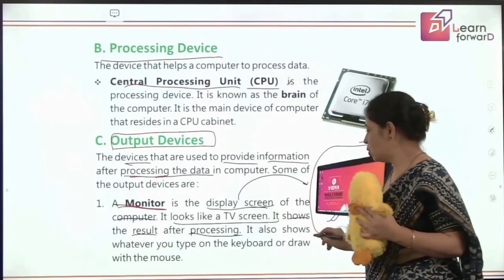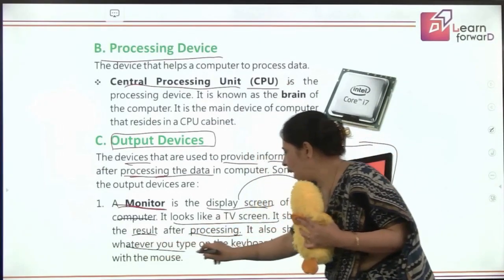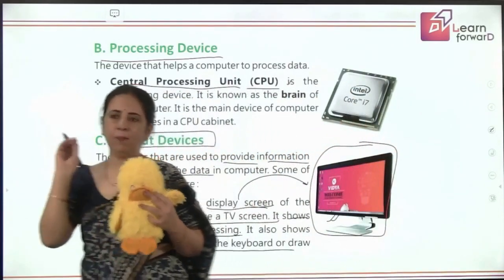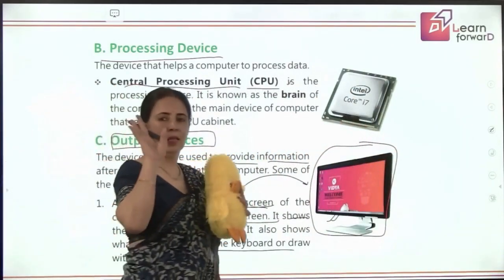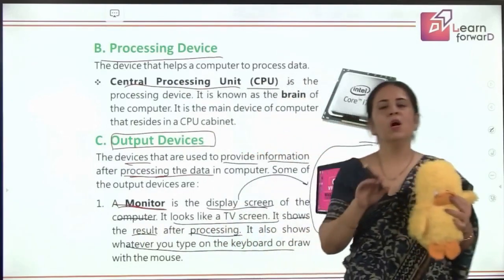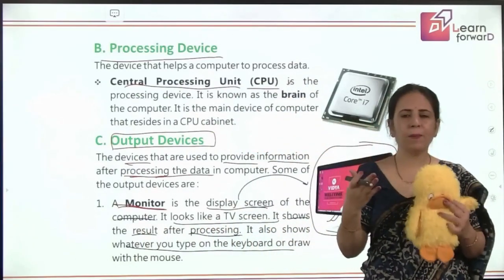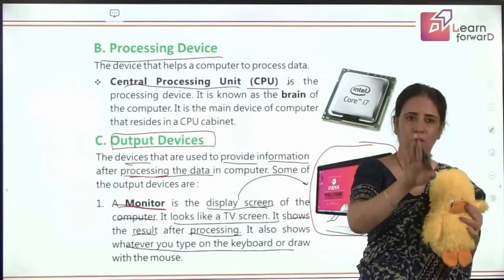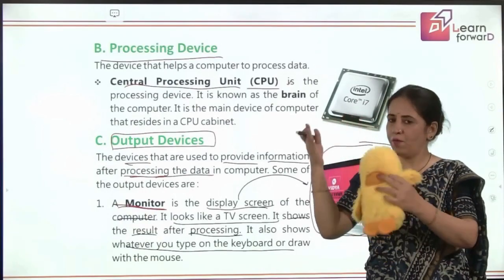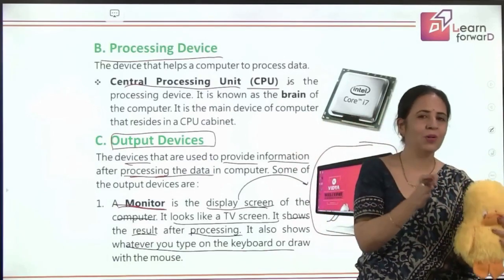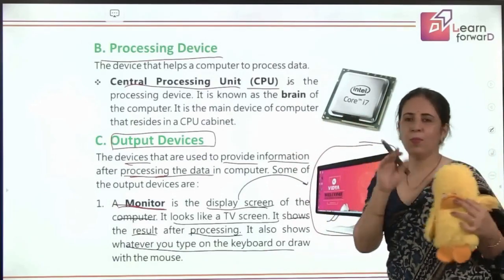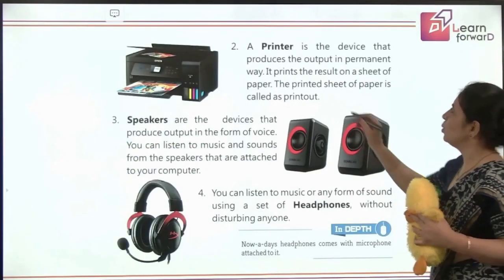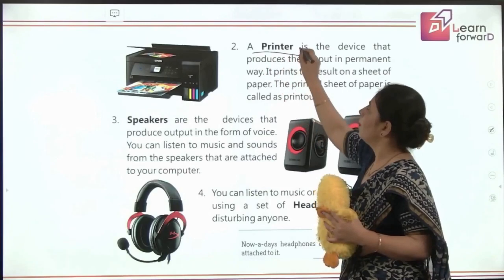And it also shows whatever you are typing with the keyboard and whatever you are pointing with the help of mouse. So basically, the pointing work, the writing work, whatever you are typing in the computer, that first is displayed as an output on the computer monitor, and also after processing, when you want the result, that also goes to the monitor. Okay.